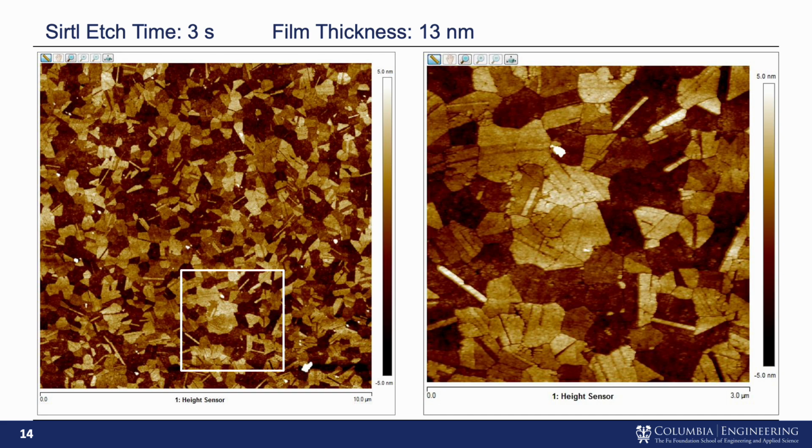This slide shows the starting point at 3 seconds of etching for the 13 nanometer film. I begin by navigating to a region close to the scratch marker and performing a 10 by 10 micrometer overview scan. From this overview, I select a specific 3 by 3 micrometer area shown by the white box and take a high-resolution scan. This 3 by 3 region is chosen as the reference area, and it will be used as the target for all sequential etching steps.